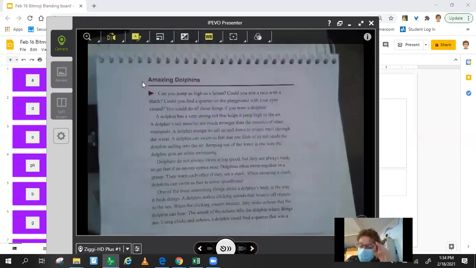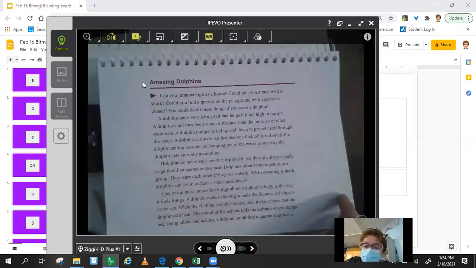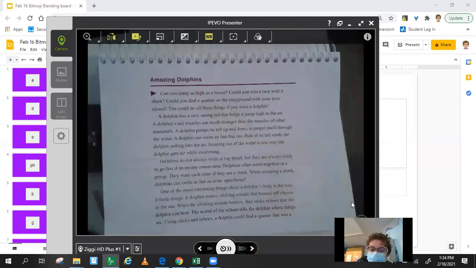All right, so I'm gonna give you a minute. You're gonna read the best you can, and if you get to a word you don't know, after 3 seconds I can tell you. Then you're gonna tell me what you remember from the story. All right, sound good? So it's called Amazing Dolphins. When you're ready, oh, can you wait just one second?